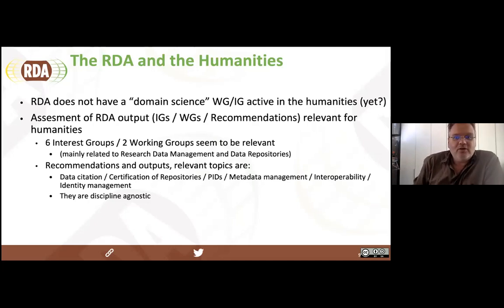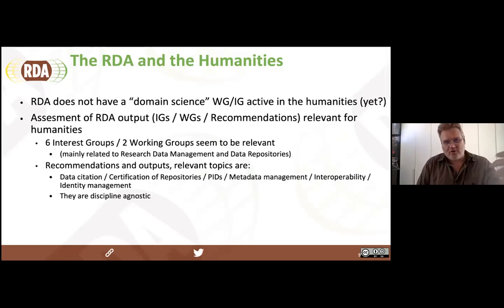Well, now let's go back to the RDA. The RDA does not have a domain-specific working group or interest group active in the humanities. Well, there is a humanities and social science interest group, but after the review process, the reviewers of the RDA asked the initiators of this working group to focus on social sciences. So I thought, this is good. There will be an interest group on humanities and social sciences, but currently that's because it's human work. It's now more focused on social sciences. Concerning the assessment, Ricardo has made a nice overview.